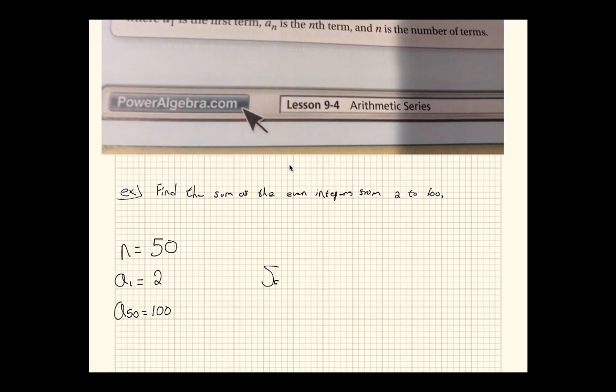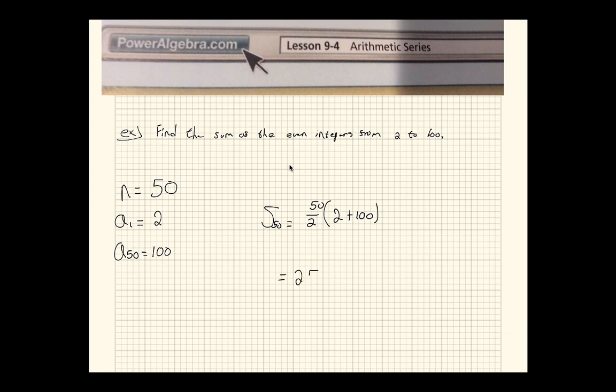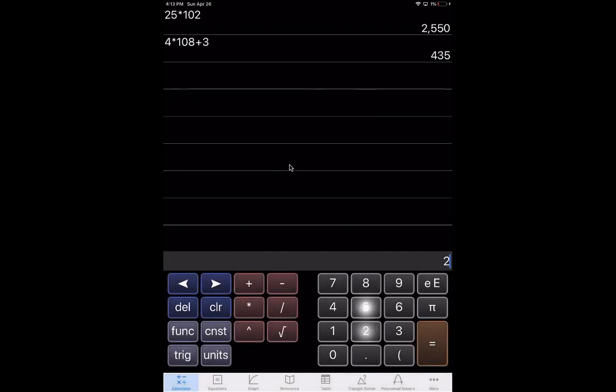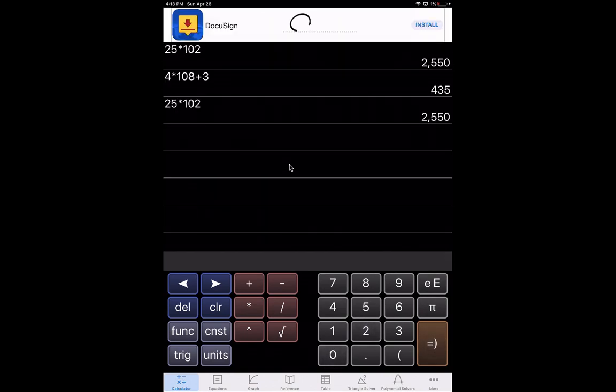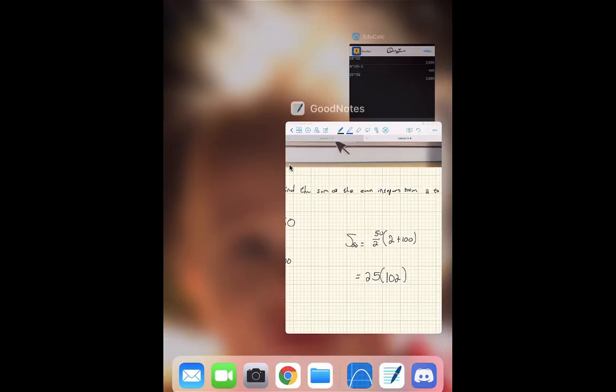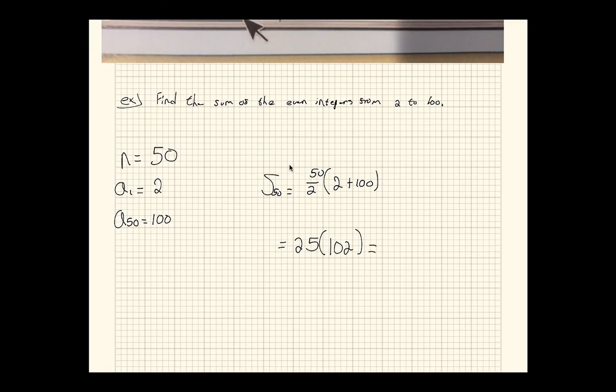The sum is 50 over 2 times 2 plus 100. That's going to be 25 times 102. On the calculator, 25 times 102 gives me 2550. All right, 2550. And that's how we use that formula.